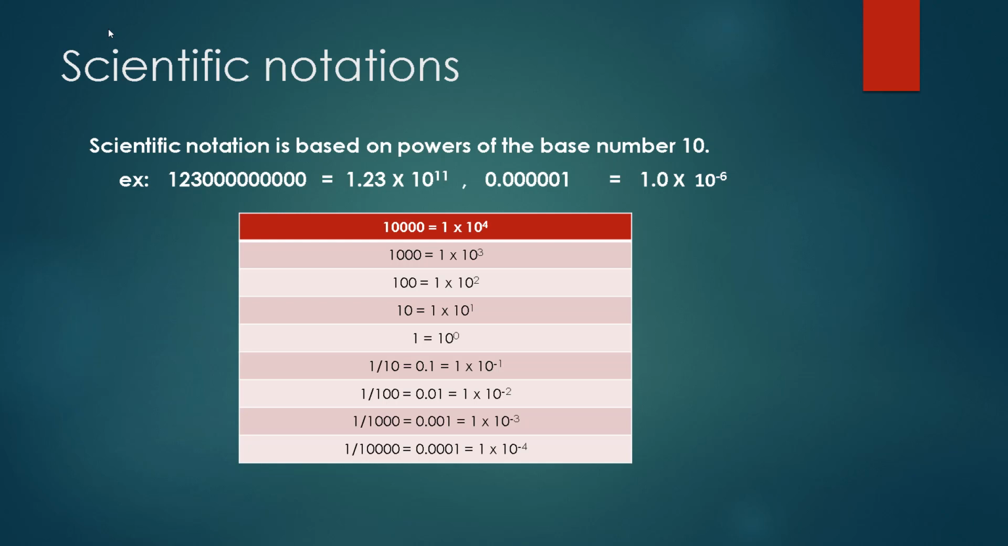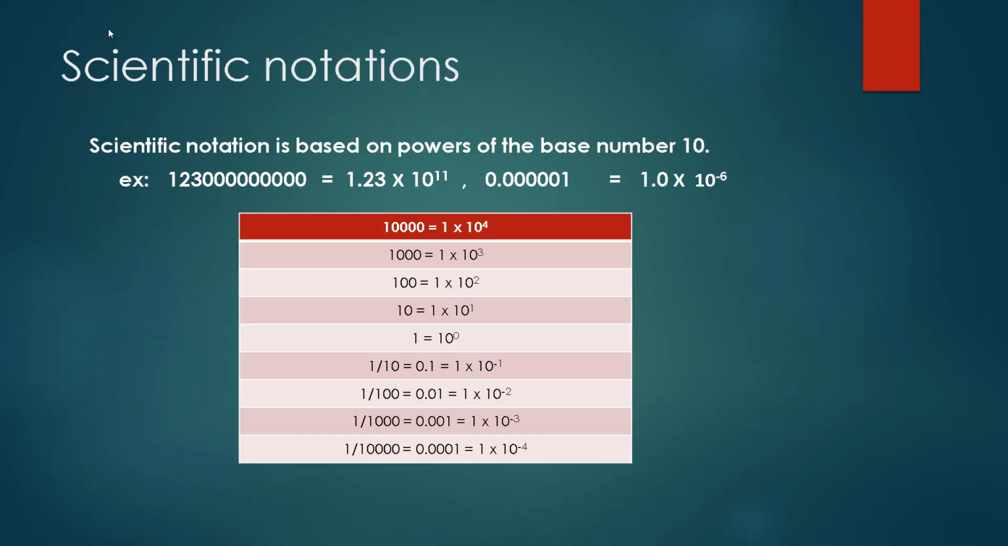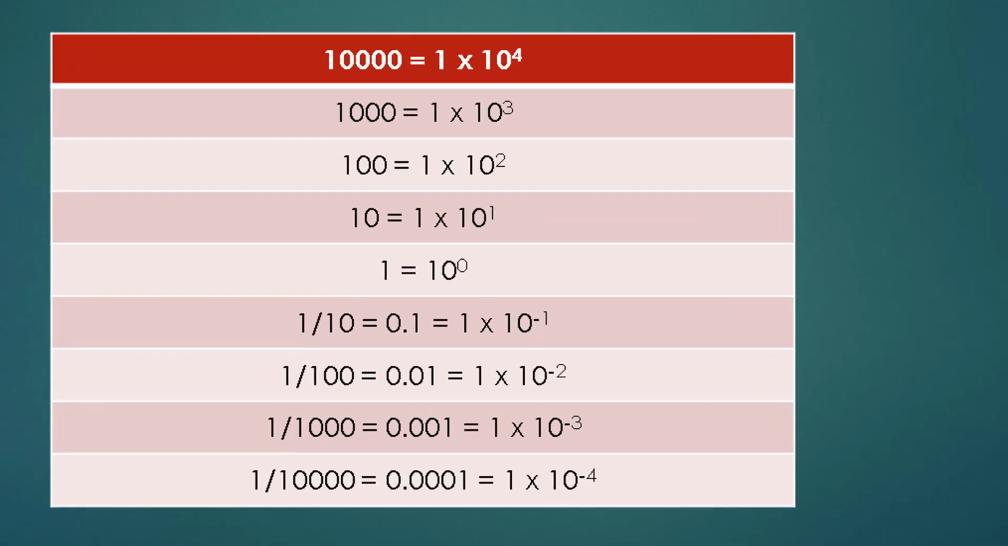Scientific notation is based on the power of the base number 10. You are seeing on the screen, 0.000001 can be written as 1.0 into 10 raised to minus 6. Like this, 10,000 can be written as 1 into 10 raised to 4. 1000 can be written as 1 into 10 raised to 3. 100 can be written as 1 into 10 raised to 2. And 1 can be written as 10 raised to 0.